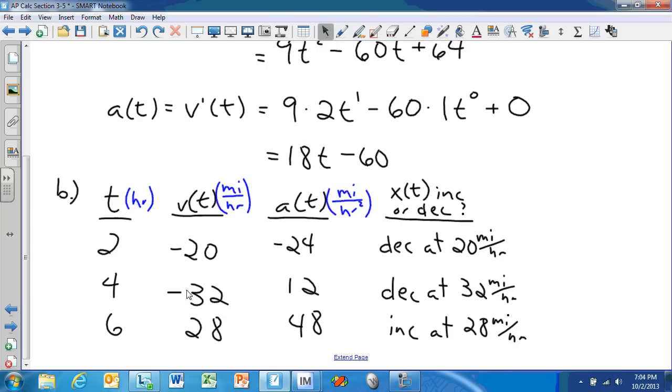Okay. And the last piece of this, the last bullet, said to determine whether the object is speeding up or slowing down. So speeding up or slow down, we'll say, just to abbreviate that a little bit. Now remember, to determine this, we have to look at both the velocity and acceleration. So over here, the velocity at t equals 2 is negative and the acceleration is negative. They have the same sign, so that means that we are speeding up.